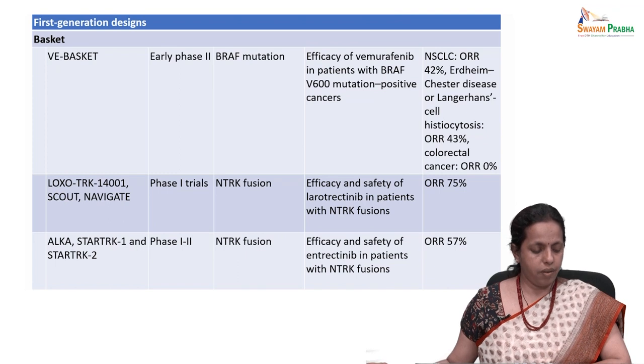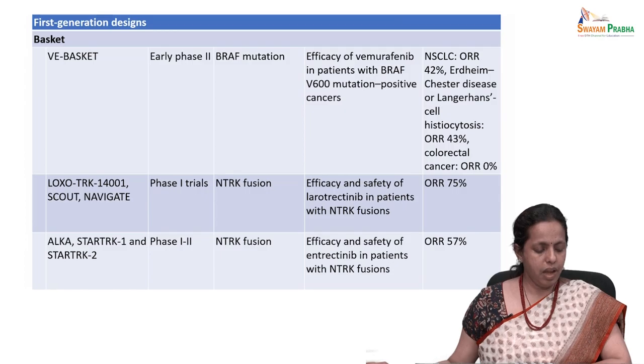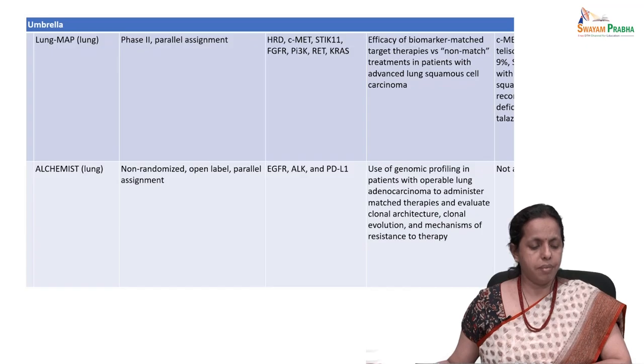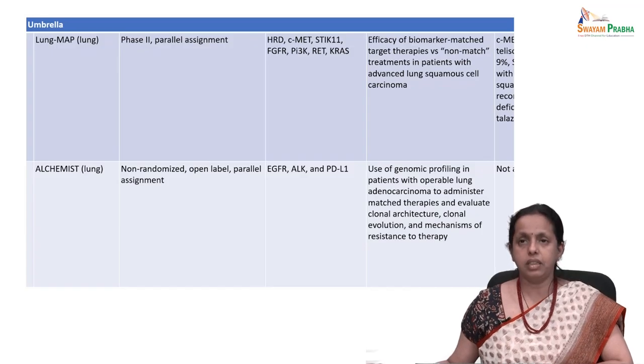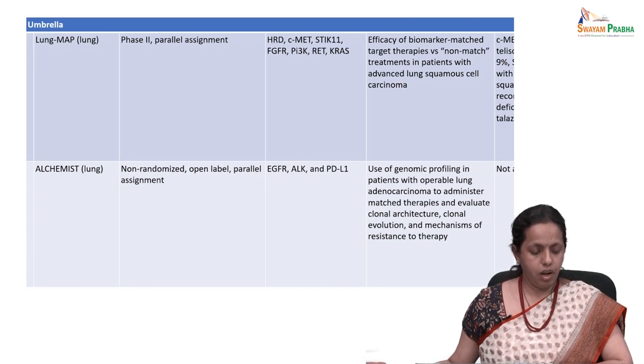Then again, you have your LOXO-TRK-14001, SCOUT, NAVIGATE phase 1 trials for NTRK fusions, to test the efficacy in patients with NTRK fusions. Then you have your ALCAST, START-TRK1 and START-TRK2 phase 1 and 2. This is your basket trials. Then coming to your umbrella trials, which are well validated, you have your LungMAP, then you have the Alchemist, which we will see in detail later.